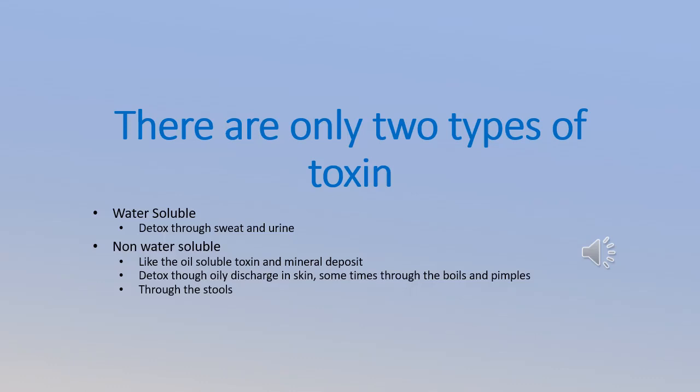When it comes to toxin, there are only two types of toxin in the body. One is water soluble, one is non-water soluble. The water soluble normally detoxes through the sweat and urine. The non-water soluble, sometimes oil toxin, or minerals like the calcium deposit inside the body, the calcium stone, normally detox through discharge in the skin, and sometimes through boils and pimples on the skin. Most of this insoluble toxin is also discharged through the stool.